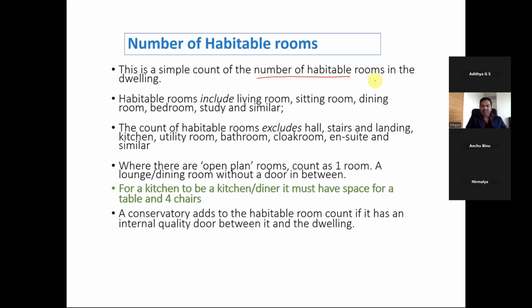A conservatory is something, as I have shown in the previous slide, that is extended from the back of the property. So that adds to the habitable room count if it has an internal quality door between it and the dwelling. Otherwise, it wouldn't be considered for the rating. It depends on how that is built and what kind of quality door has been fitted. Yeah, please move on.